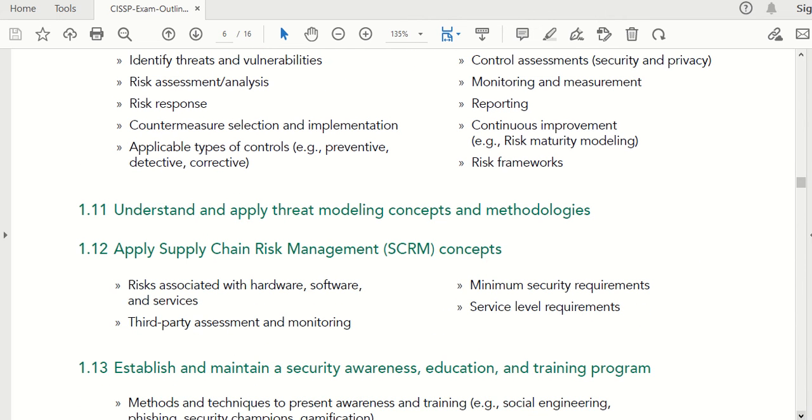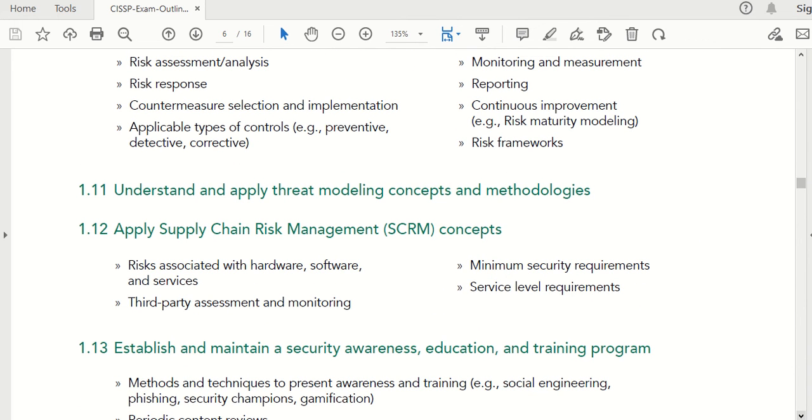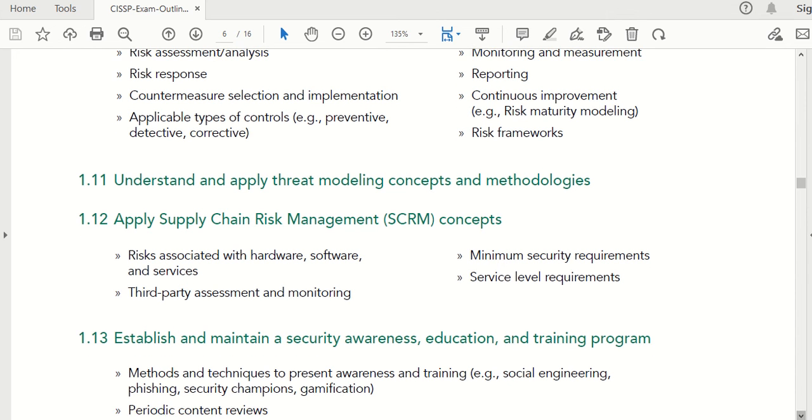Understand and apply threat modeling concepts and methodologies. Apply supply chain risk management concepts: risks associated with hardware, software, and services, third-party assessment and monitoring, minimum security requirements, and service level requirements. So it will cover supply chain risk management, like SLAs and risks associated with the equipment we purchase. Again, related to third parties, when we procure any hardware, software, or services, what should be the SLA and what should be the minimum security requirements in it.